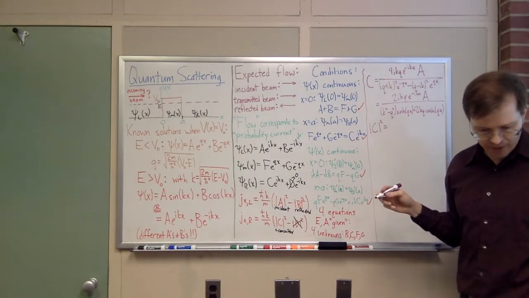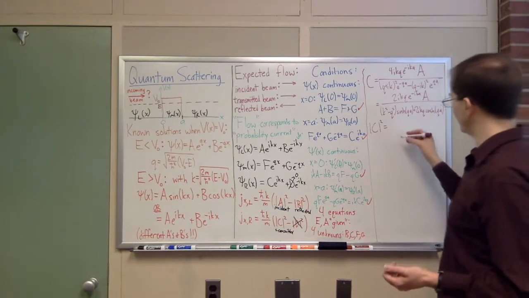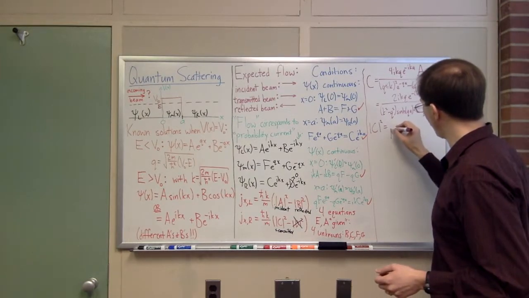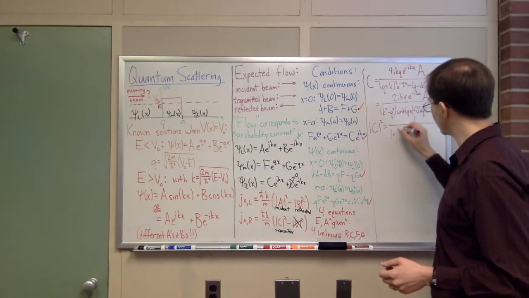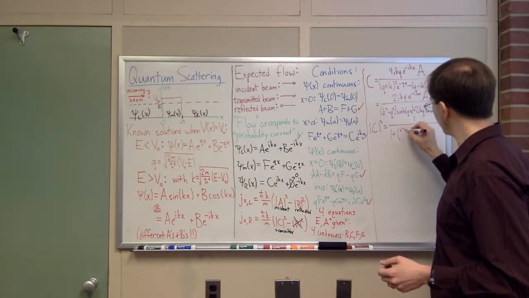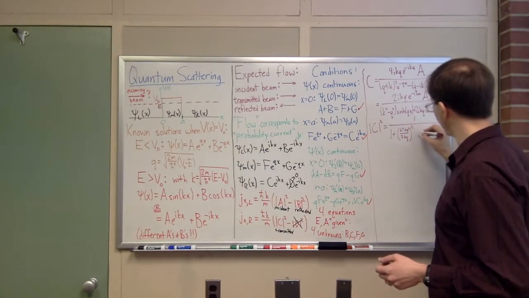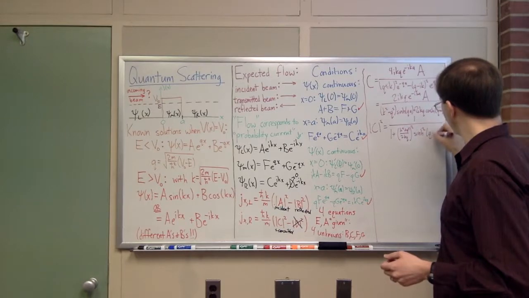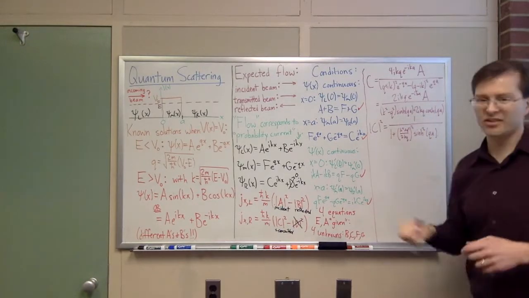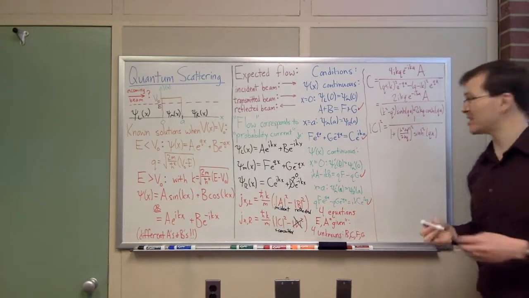The result I wind up getting for that absolute square winds up being this ridiculous thing: 1 over 1 plus (k squared plus q squared over 2kq) squared times the sinh squared of qa. And that's all in the denominator, this 1 over thing. That's my transmission, that's my C squared.